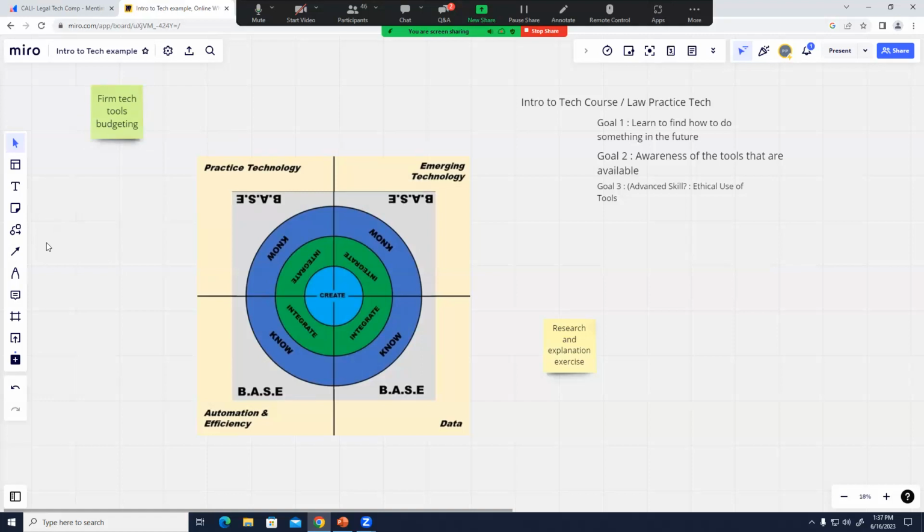What else? It can be an exercise. It can just be a topic. It can be like e-discovery. Yeah. Workflow.